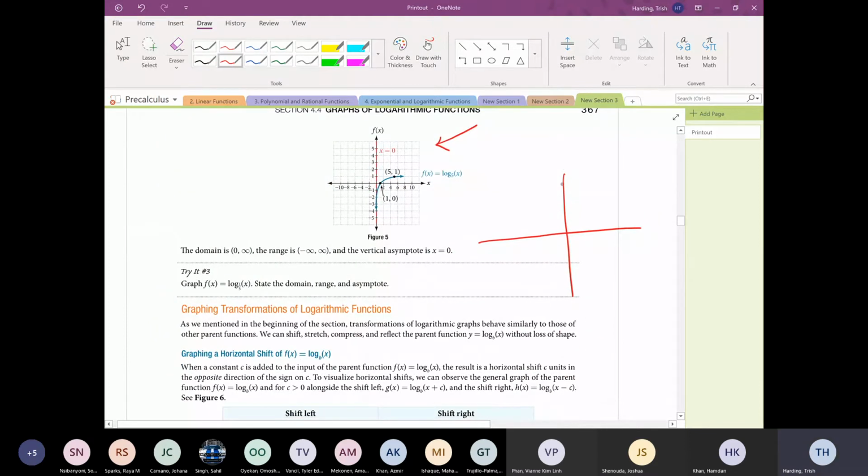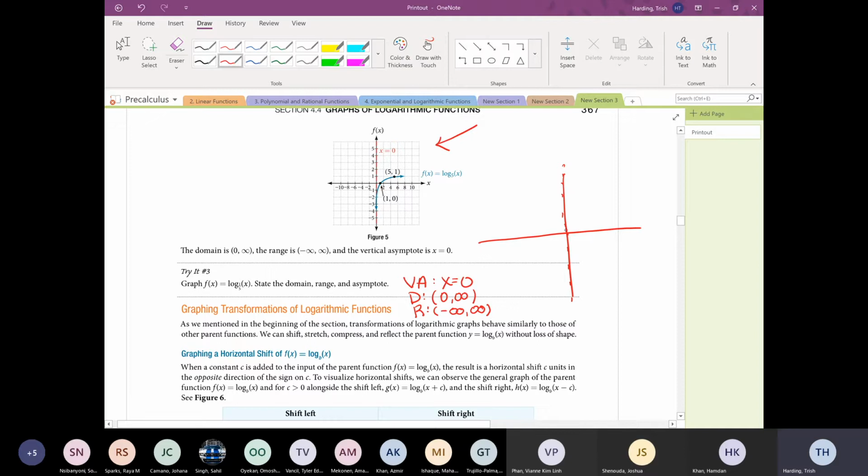So that asymptote is here. I'm going to say the vertical asymptote is x equals 0. I know that because nothing is moved over or around or stretched or compressed, my domain is just going to equal 0 to infinity, because that's the range of an exponential. And my range is going to be negative infinity to infinity, because that is the domain of the exponential.